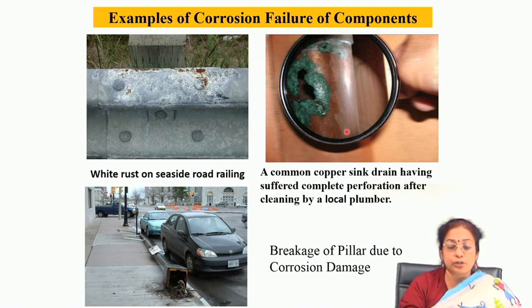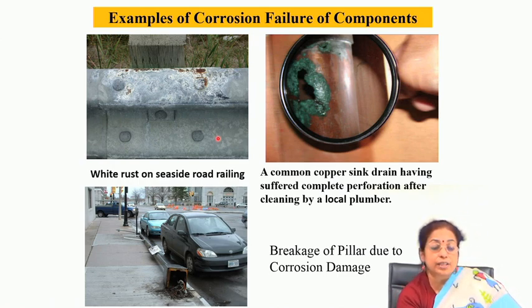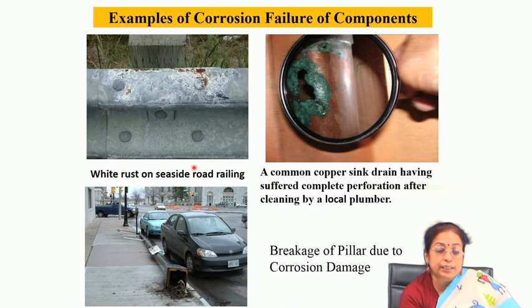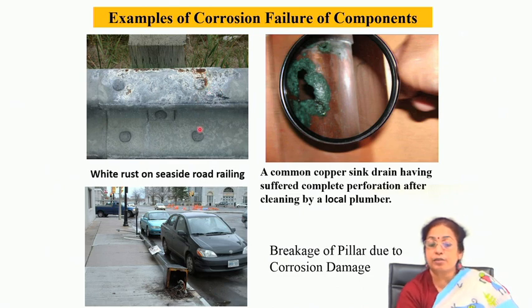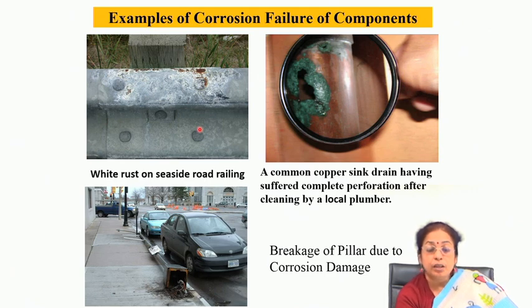A few examples of corrosion are shown here. This is white rust on a seaside road railing. You will find that these are all steel structures, and there is rusting of steel, which is quite severe on the seaside railing because of the presence of chloride in the environment. This was actually zinc coated steel. Usually, whenever you expose it to a severe chloride containing environment, there is dezincification, there is white rust formation, and that white rust also gets removed from the surface. So, even though zinc protects the surface by sacrificial action, there is still corrosion of the underlying mild steel.